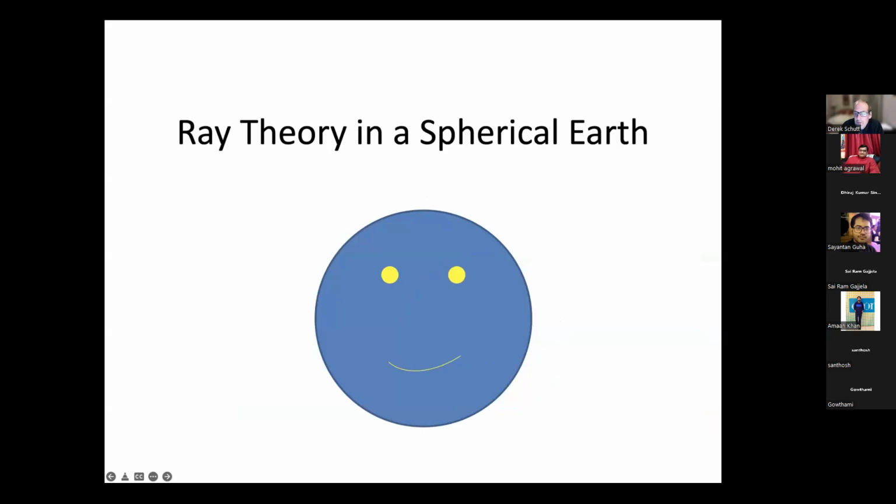All right, so we primarily talked about ray theory in a flat Earth. This is useful for short offsets, in terms of meters or even tens of kilometers. But when we want to talk about the whole Earth, we have to take into account that the Earth is a sphere.